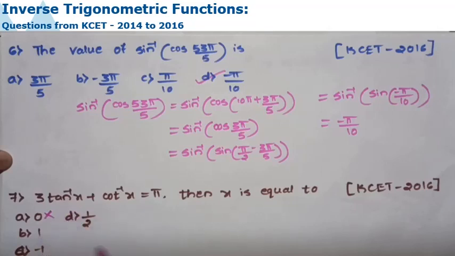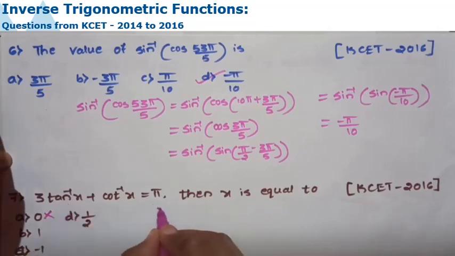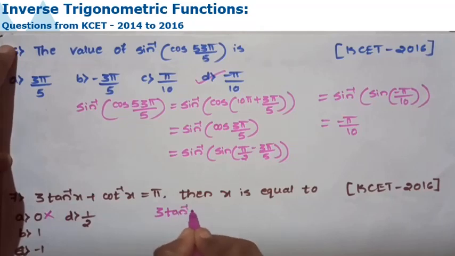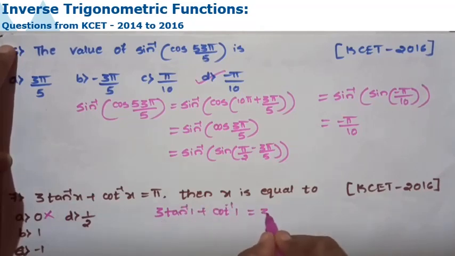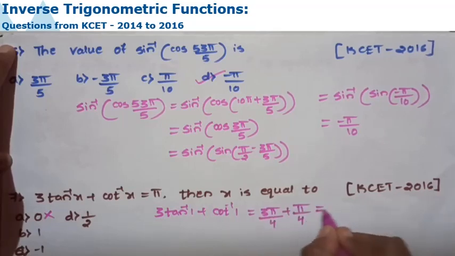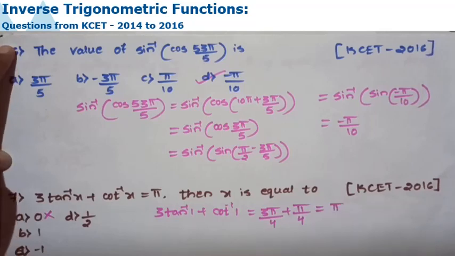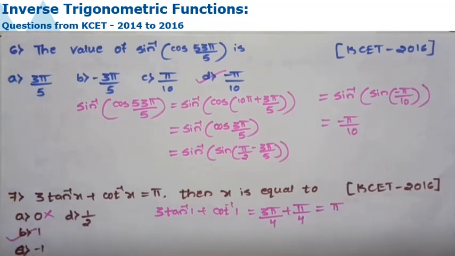Substitute x as 1, 3 tan inverse 1 plus cot inverse 1. Okay, so 3 tan inverse 1, that is 3 pi by 4, plus pi by 4. Okay, 4 pi by 4, which is what here, pi. So therefore option number B is correct. Okay, or else another method is 3 tan inverse x, you write 2 tan inverse x plus tan inverse x plus cot inverse x. Then you can write tan inverse x plus cot inverse x is pi by 2.